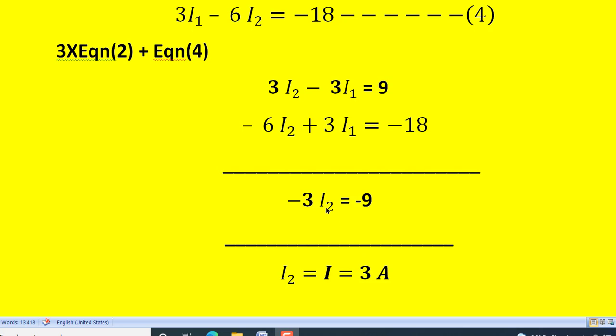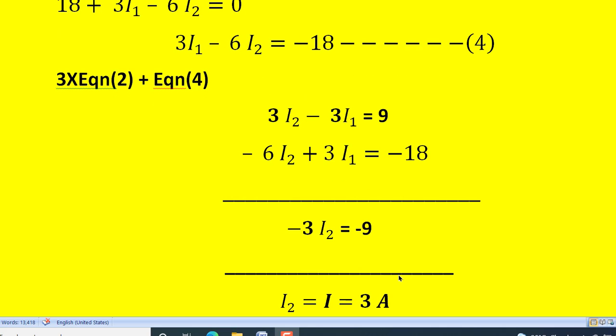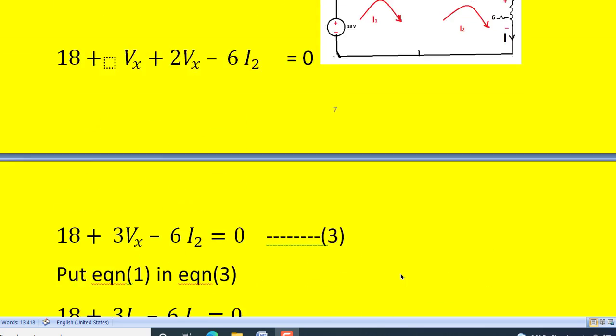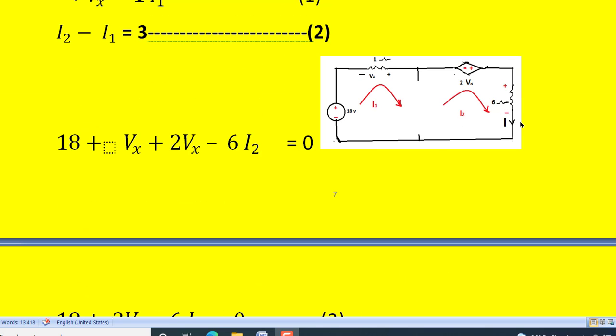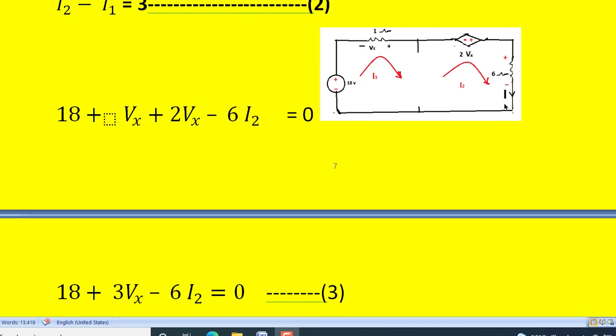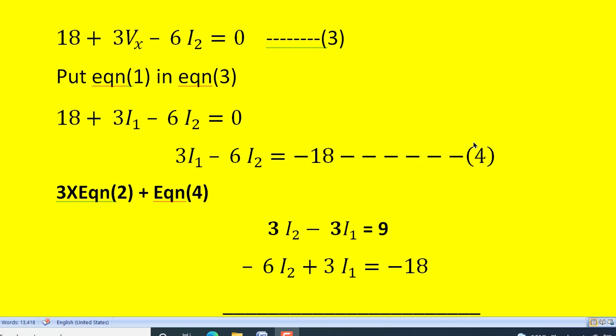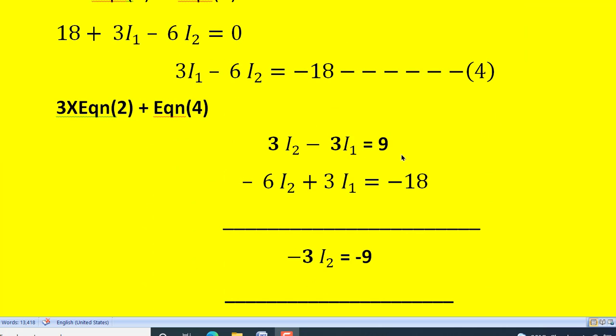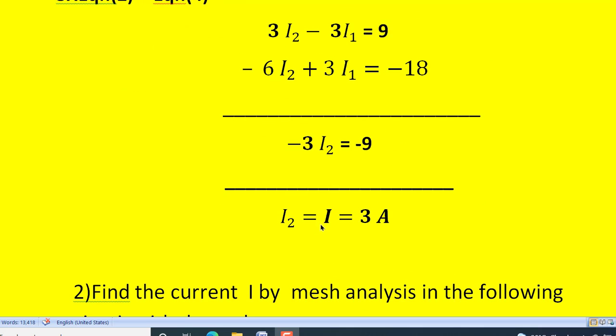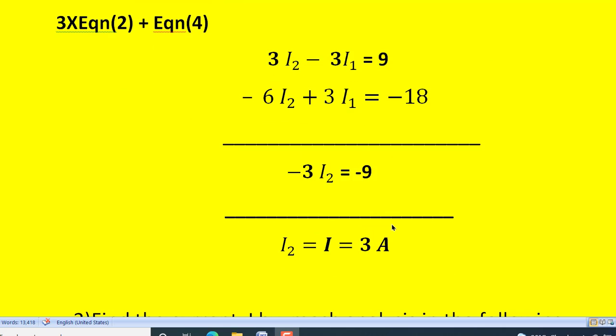So we can write then 3I2 is equal to 9. So then I2 is equal to 9 by 3. 9 by 3 means we get 3 amperes. So this I2 is nothing but this current, and that is also equal to the current flowing in the 6 ohm resistor which is given in the problem. So we write I2 is equal to 3 amperes.